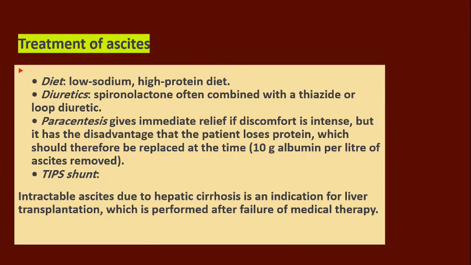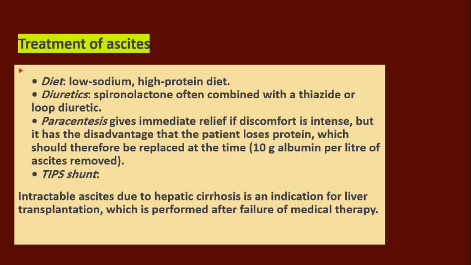The complications of ascites include respiratory embarrassment, umbilical hernia with erosion, ulceration, and leak, with spontaneous bacterial peritonitis. The treatment includes a low sodium, high protein diet, and diuretics, spironolactone, often combined with thiazides or a loop diuretic.